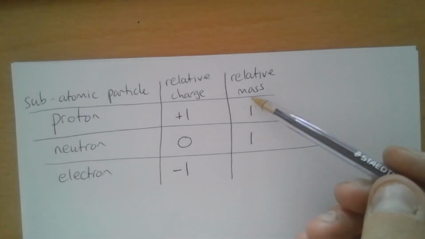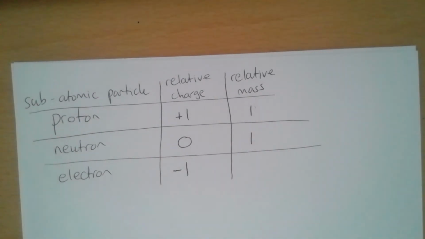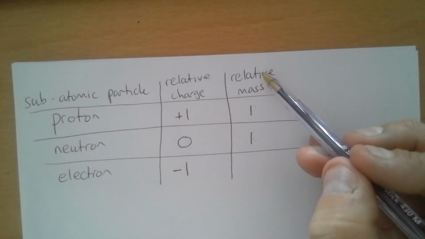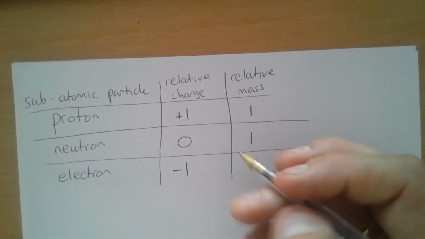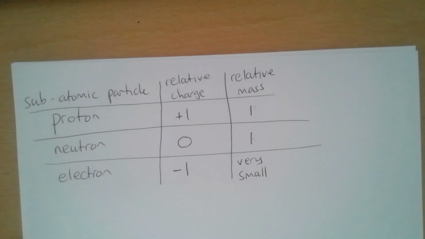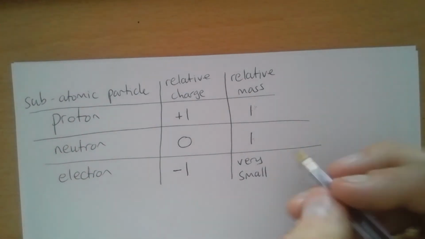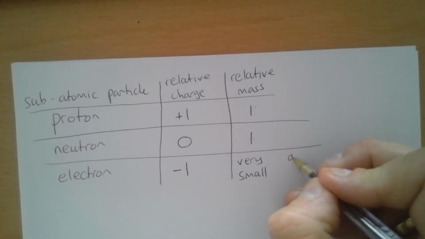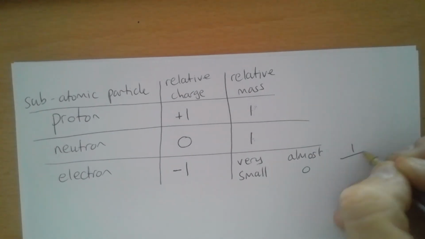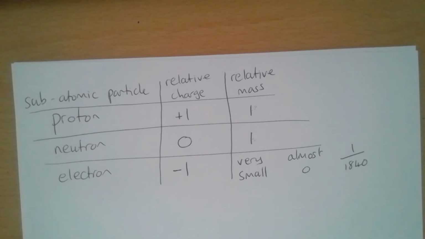Their actual mass is very, very, very small, millionths and millionths of a gram, but they have the same mass, so we say that their relative mass is the same. The electron's relative mass is very, very small, almost zero compared to these ones. We can say very small, we can almost say almost zero, or we could also say 1 over 1,840, so a very, very small fraction, but very small is probably the best way to say this.